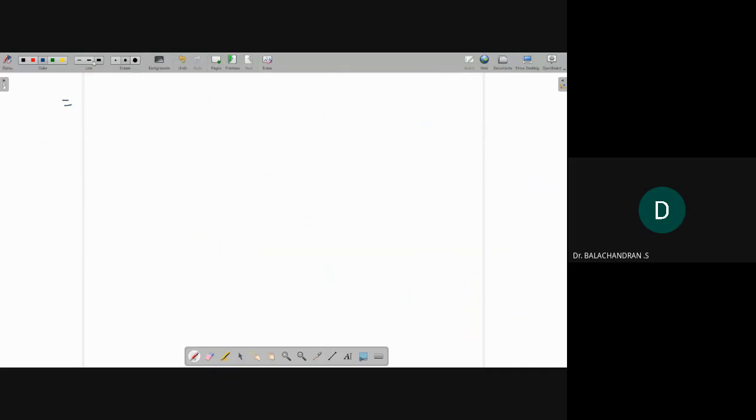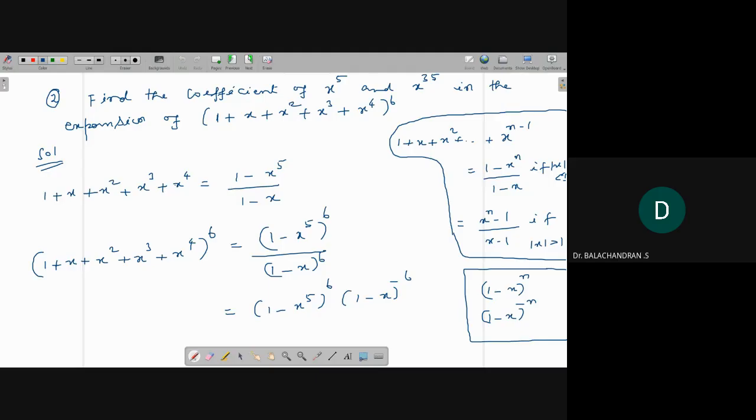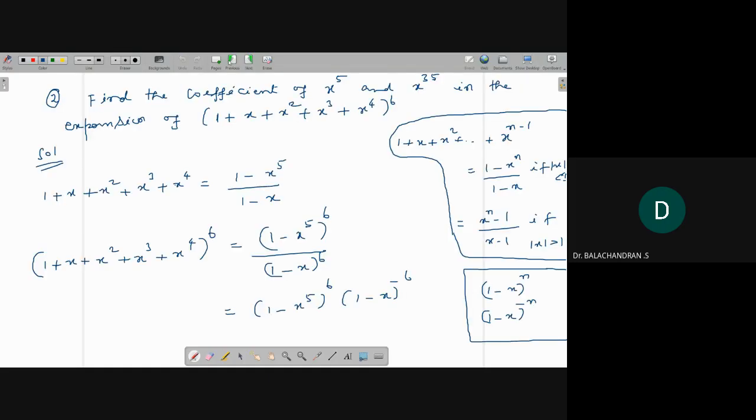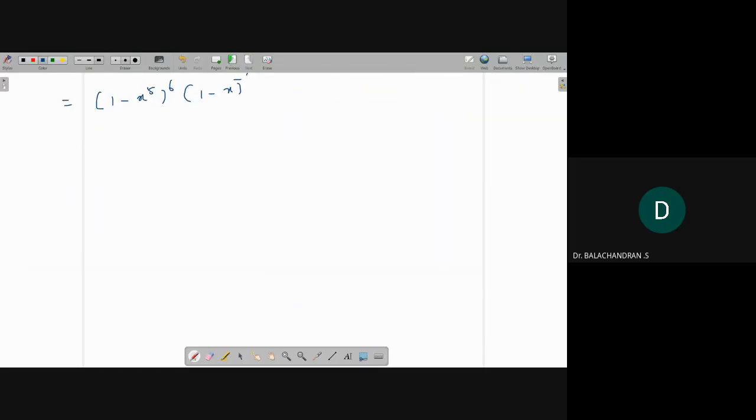So I will write again 1 minus x power 5 whole power 6 into 1 minus x whole power minus 6. Please tell, if you expand this, what you will get? 1 minus n is 6, n by 1 factorial into x. X is what? X power 5.